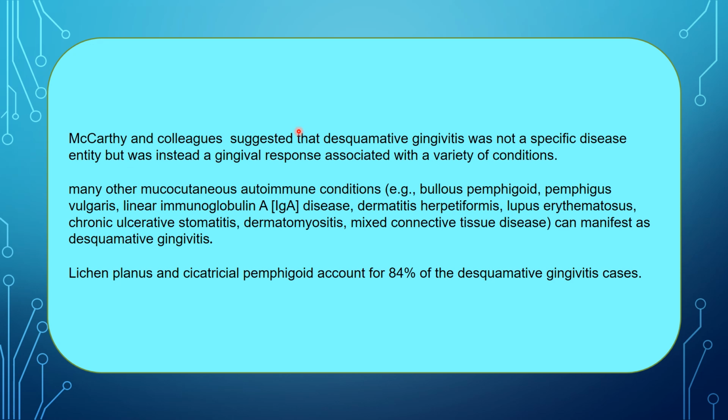McCarthy and colleagues suggested that desquamative gingivitis was not a specific disease entity, but was instead a gingival response associated with a variety of conditions. So many mucocutaneous autoimmune conditions, like bullous pemphigoid, pemphigus vulgaris, linear IgA disease, etc., can manifest as desquamative gingivitis. Lichen planus and cicatricial pemphigoid account for about 84% of the desquamative gingivitis cases.